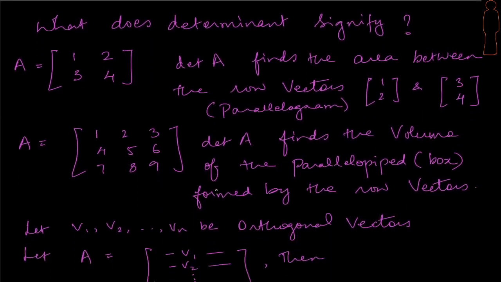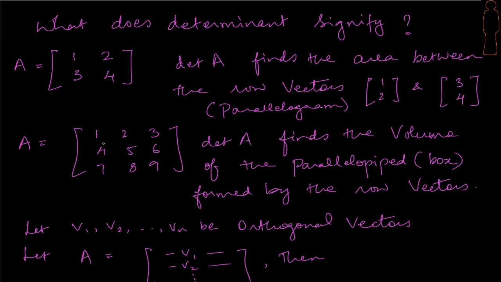What do determinants signify? That's the question. Here is the claim: the determinant finds the area between the row vectors. I mean, this is a claim, right? So we don't have a proof at this point, but we'll definitely prove it. Take 1, 2 and 3, 4. So 1, 2 is one vector, 3, 4 is another vector. The determinant is claimed to find the area between the two vectors.